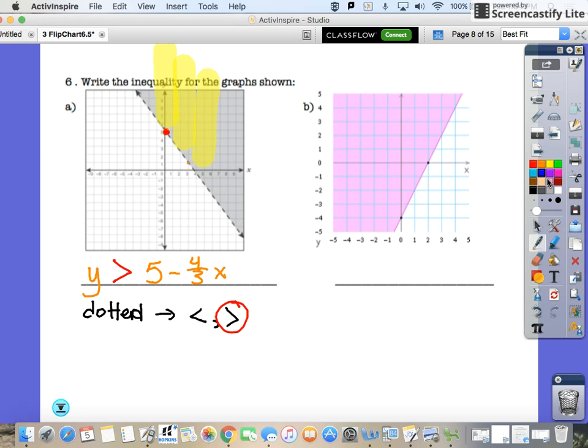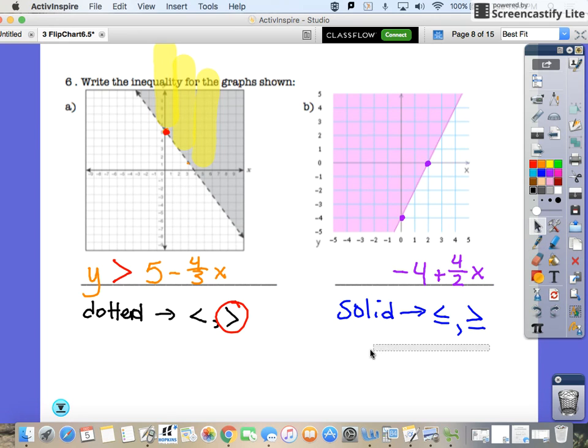So the next one, this is a solid line, so we are using this symbol or this symbol. And we need to find the y-intercept, which appears to be -4. And the slope is going up. So we're going to go 1, 2, 3, 4, 5, 6. Here's our new coordinate. We're going to rise 1, 2, 3, 4, and we're going to run 2.